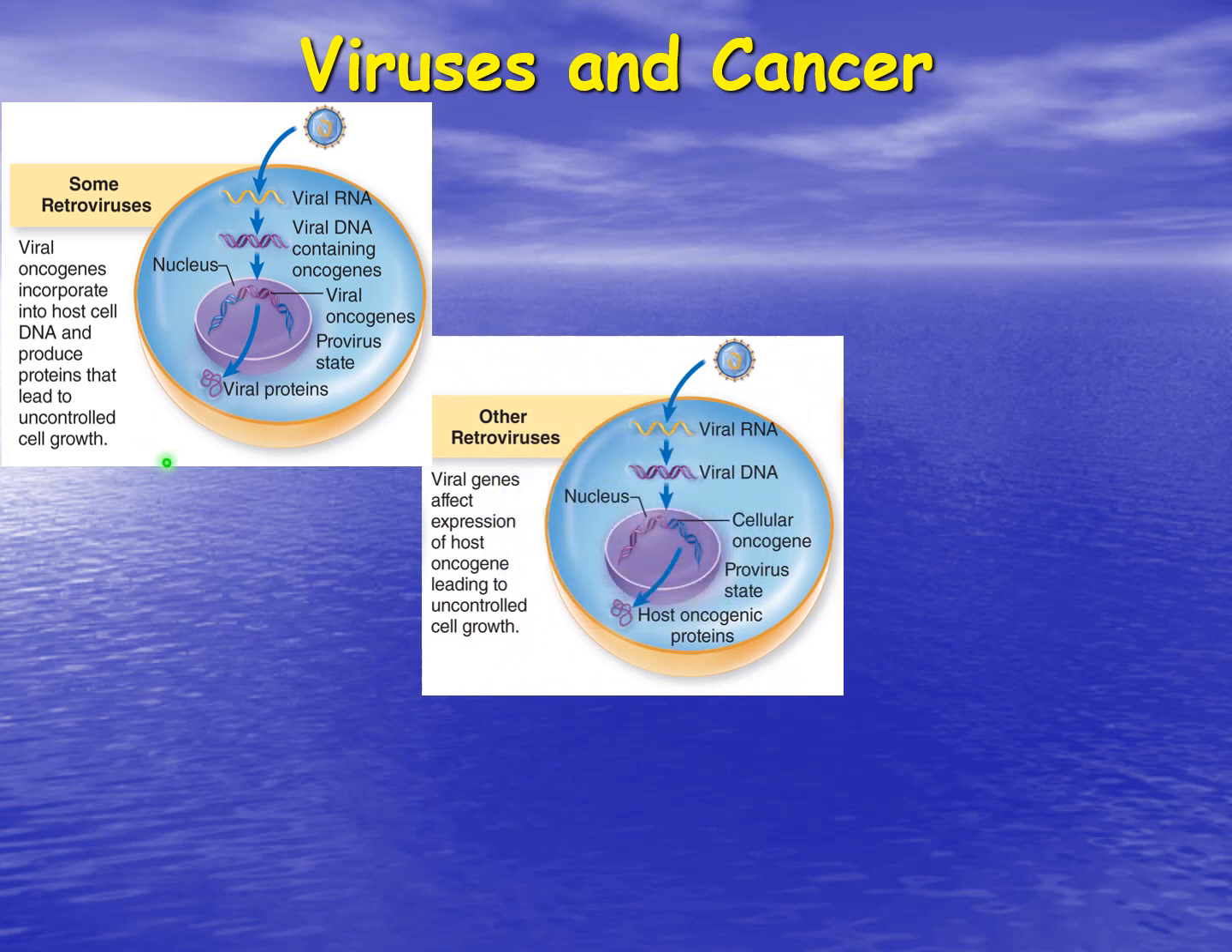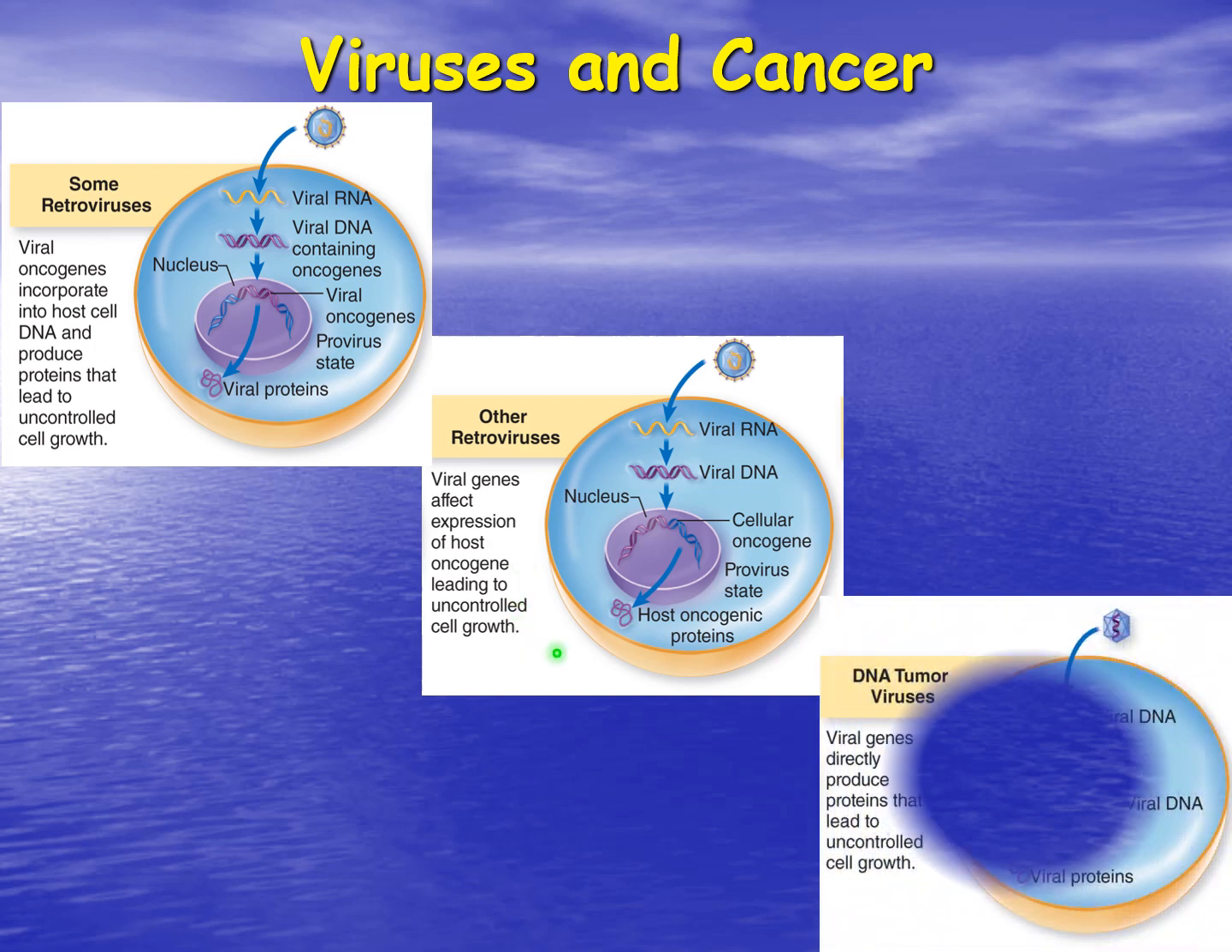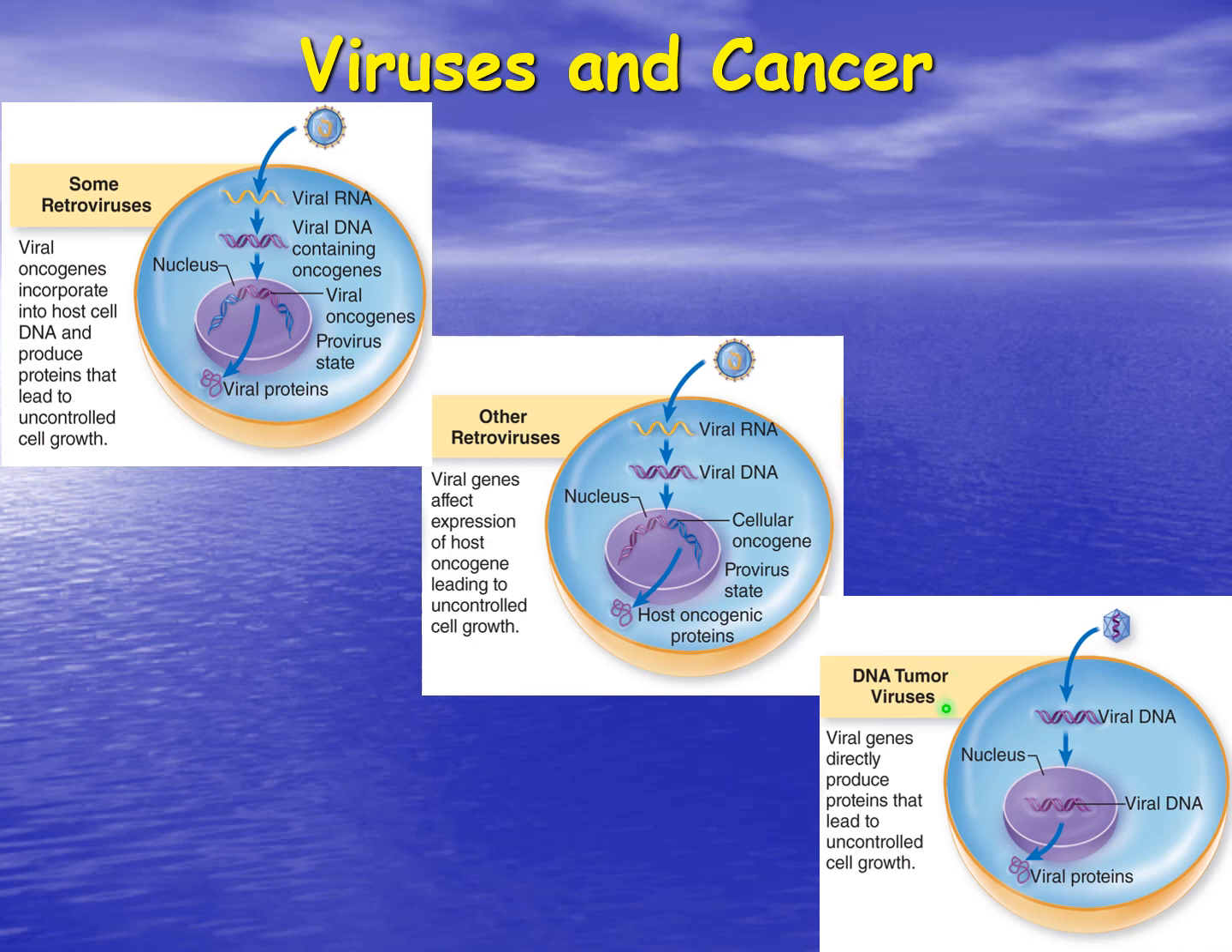In other retroviruses, the viral gene affects expression of the host's oncogenes. Yes, we have cancer-causing genes already in our genome. Most of the time, these genes are inactive and not being read. But because of the presence of the viral genome, this can actually turn these human oncogenes on, leading to uncontrolled cellular growth. DNA tumor viruses, some of those that carry viral DNA, can simply produce viral proteins that themselves are oncogenic in nature.